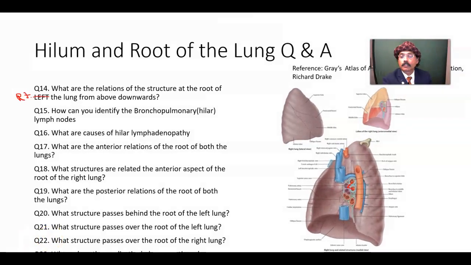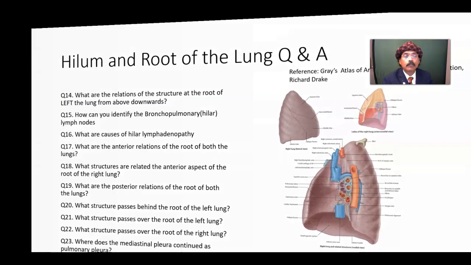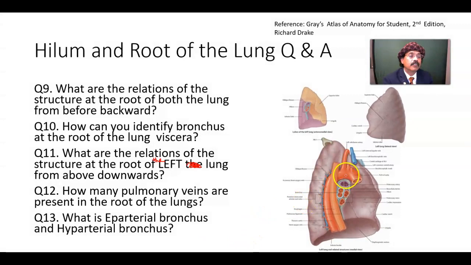Okay, we got that. What structure passes over the root of the right lung? Over the root of the right lung, this is the azygos vein. Then what structure passes over the root of the left lung? That is the arch of the aorta. This is the arch of the aorta.